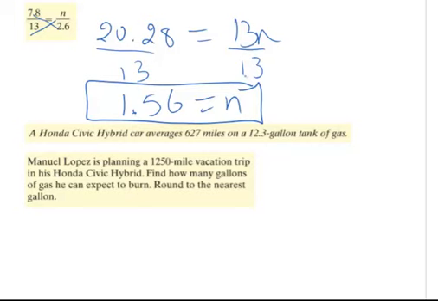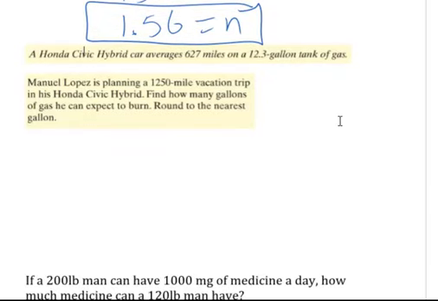Okay, so now what we're going to do is take a look at some word problems dealing with proportions. So the first problem here says a Honda Civic Hybrid car averages 627 miles on a 12.3 gallon tank of gas. It says Manuel Lopez is planning a 1,250 mile vacation trip in his Honda Civic Hybrid. Find how many gallons of gas he can expect to burn, round to the nearest gallon.